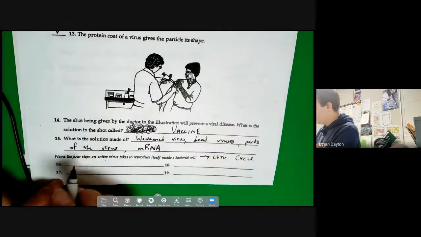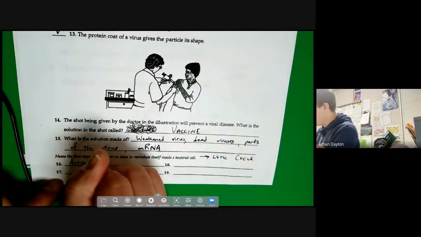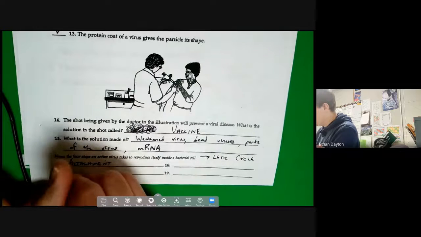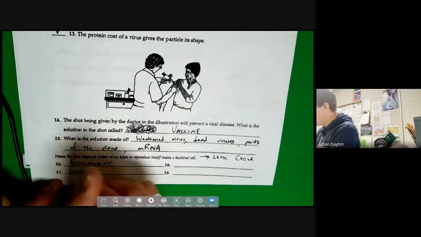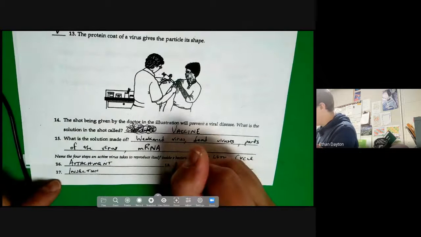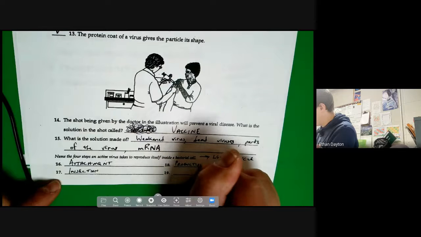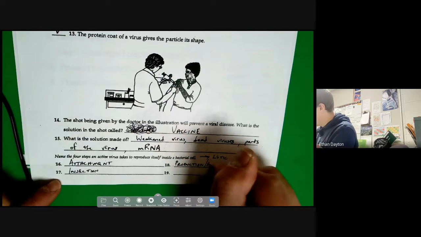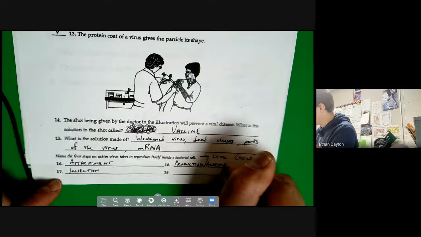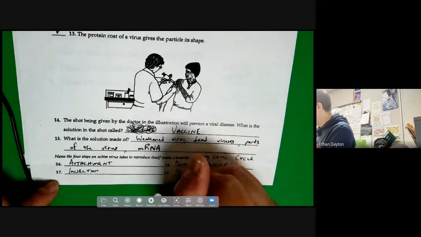Okay, so the virus life cycle: attachment, injection. Number 1, it has to attach to its host, then inject. Then we would go to production and assembly. Production is the making of the parts. Assembly means putting all the parts together. And then last would be release.